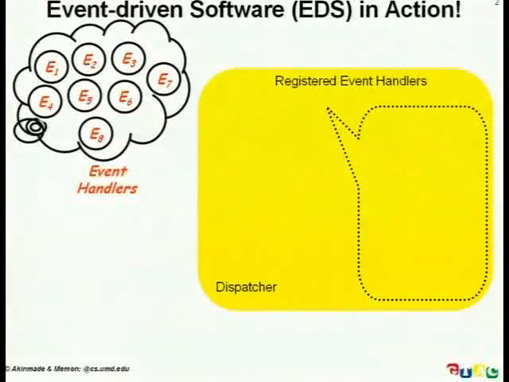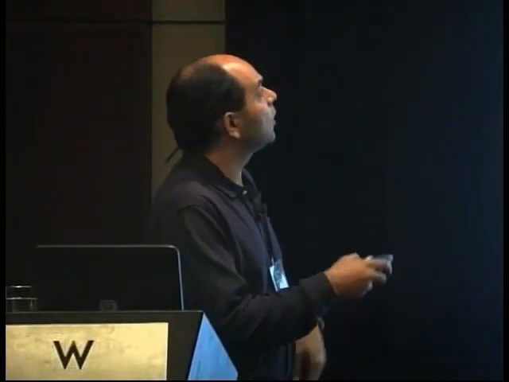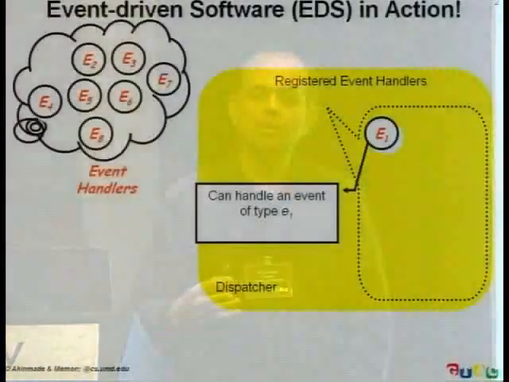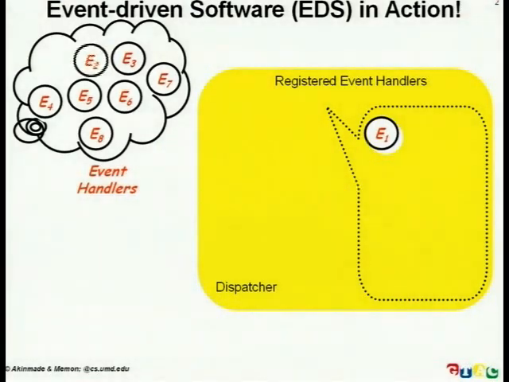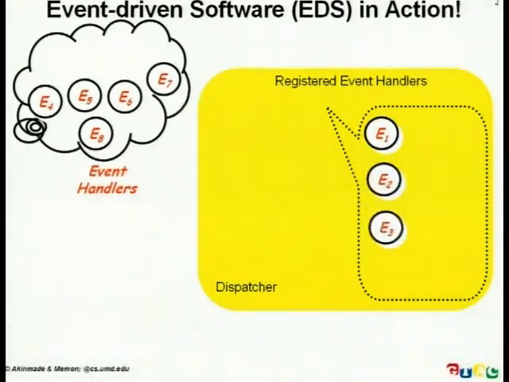All right, so let's start with basic event-driven systems or event-driven software. This is my abstract view of most event-driven applications. You have these event handlers that are coded and they're sitting in this cloud here. When the software starts executing, each of these event handlers starts getting registered with a dispatcher. Each event handler tells the dispatcher that it can handle a particular type of event or a particular class of events in a certain context. And so each of them gets registered in this way.